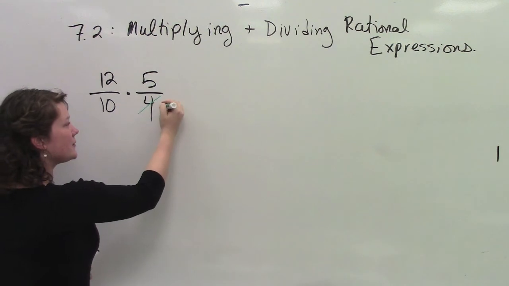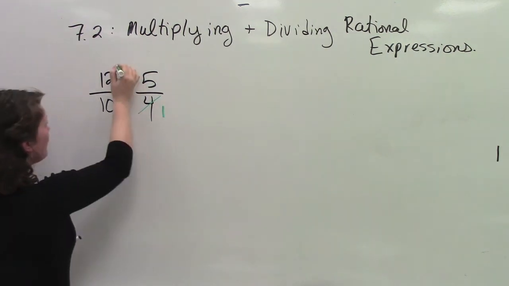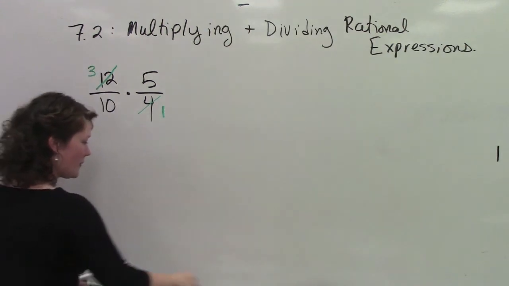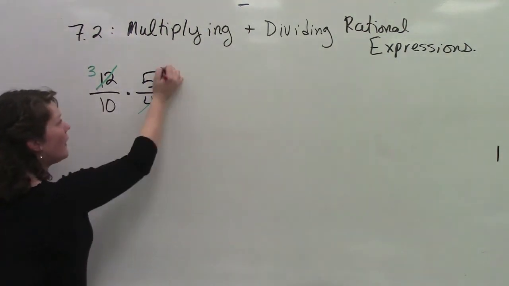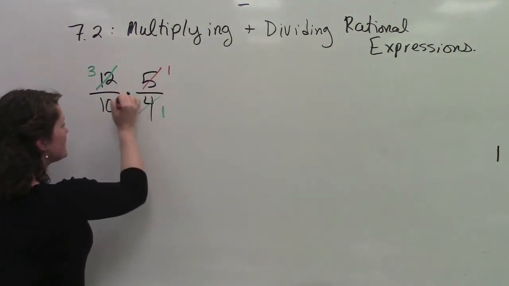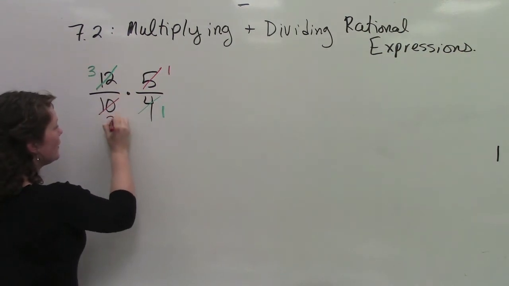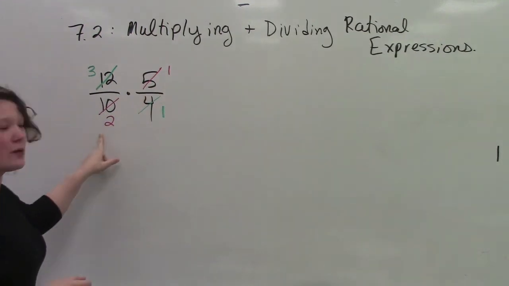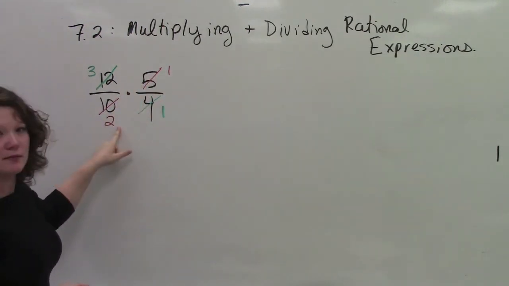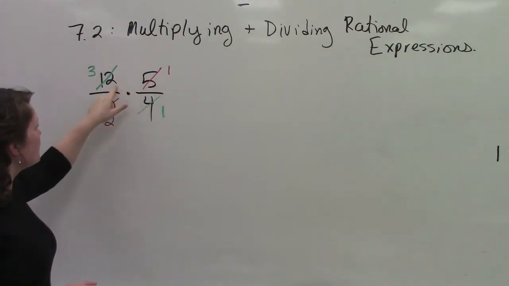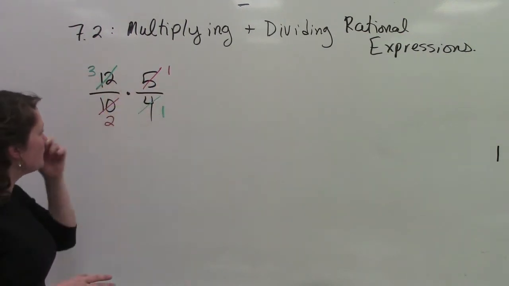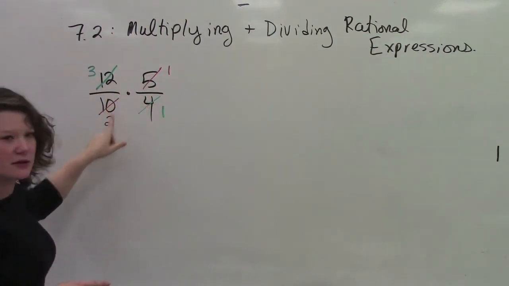4 goes into itself once. 4 goes into 12 3 times. 5 goes into itself once. 5 goes into 10 2 times. Notice how I'm canceling always top and bottom. You don't cancel 5 and 12. You can't do numerator to numerator, but you can go numerator to denominator.